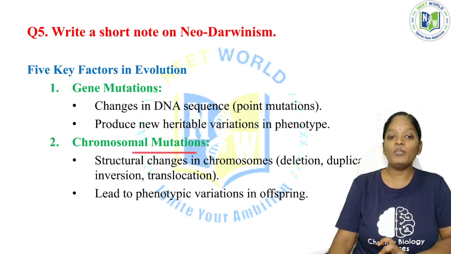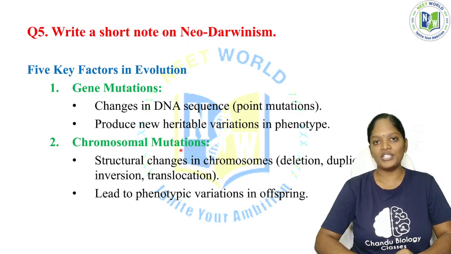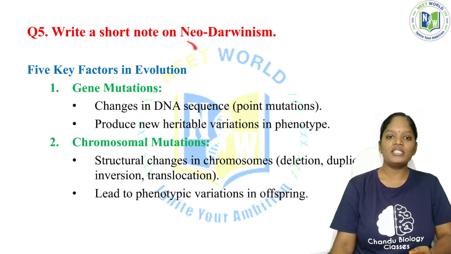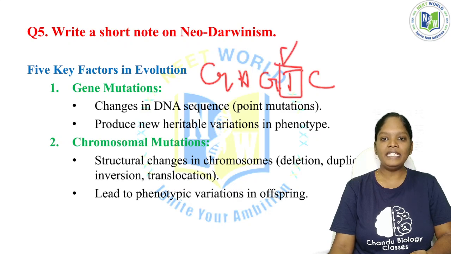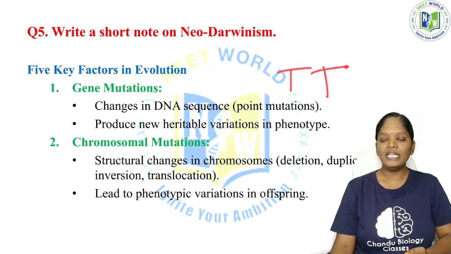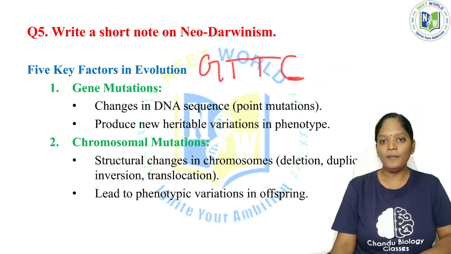Now chromosomal mutation. Here there are 4 chromosomal aberrations: deletion, duplication, inversion and translocation. Deletion, for example, if there is GAGTC, the T is deleted. Once again, the T is duplicated, so GTTC. And what is meant by inversion? CTTG.